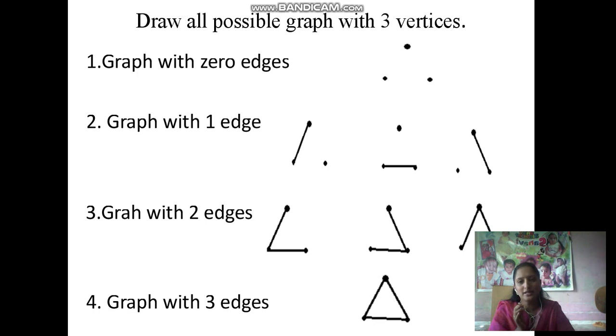Now do you understand what is graph, what is vertex set of the graph, what is edge set of the graph, adjacency and incidence? Go through these notes and clear the idea. If you have any doubt, then ask me later.